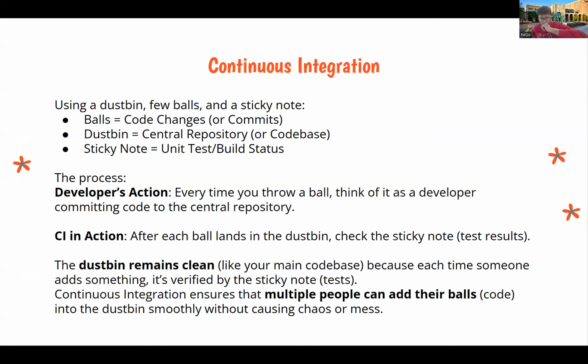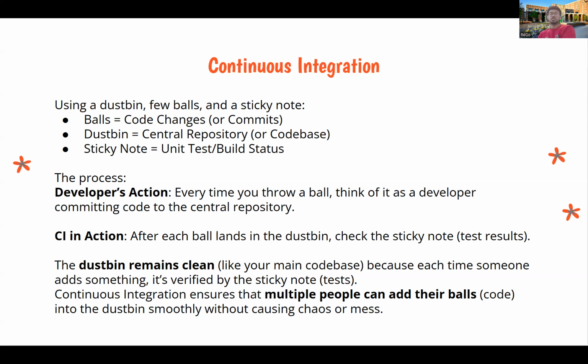Continuous integration. What is CI? CI is basically a method where, how do I explain? Let's take an example. There's going to be a dustbin and there's going to be balls. You're going to throw a few balls in the dustbin. Consider the ball as a code change, and consider the dustbin as a central repository or a code piece.